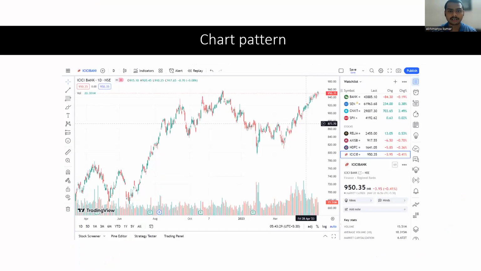Further analyzing, I have put in some screenshots. This is the share of ICICI Bank. I took it from TradingView. It's a chart pattern on a daily basis. There are various apps which give us chart patterns, and I picked and analyzed ICICI Bank. So for technical analysis, we can use chart patterns.